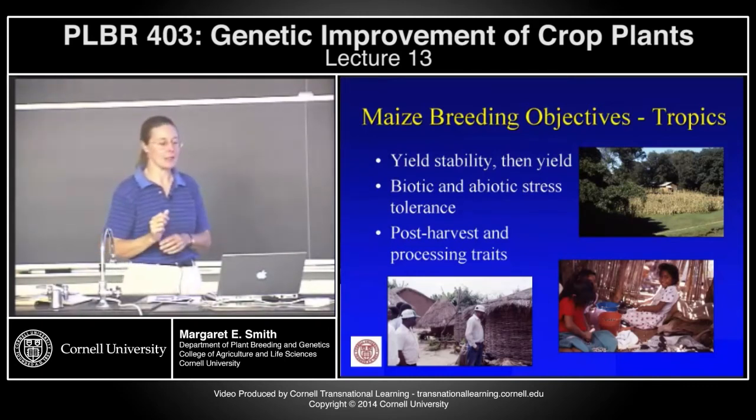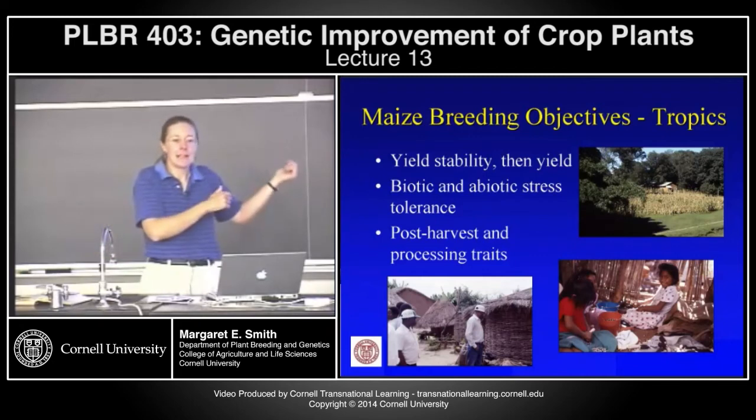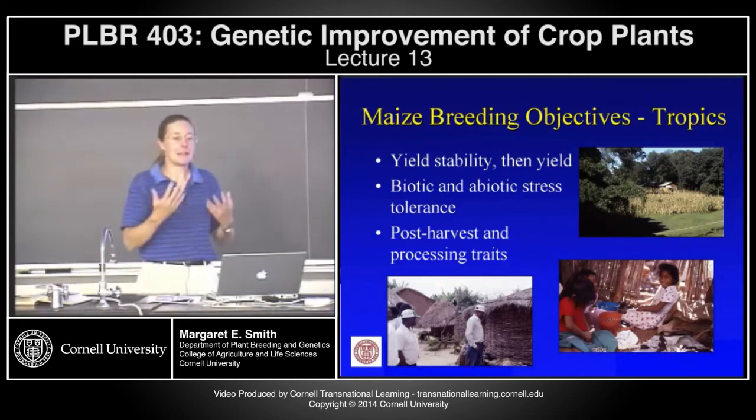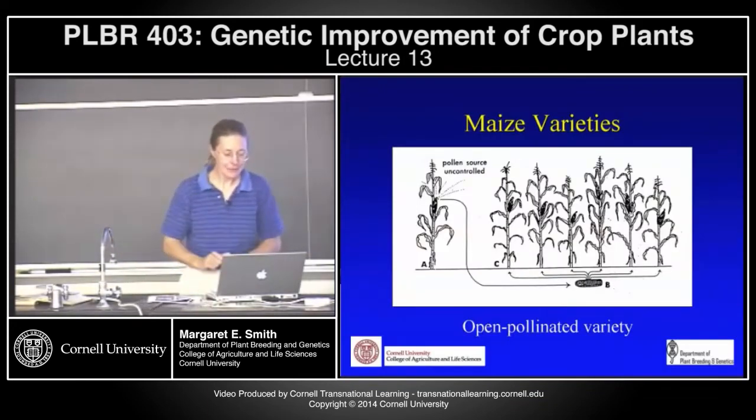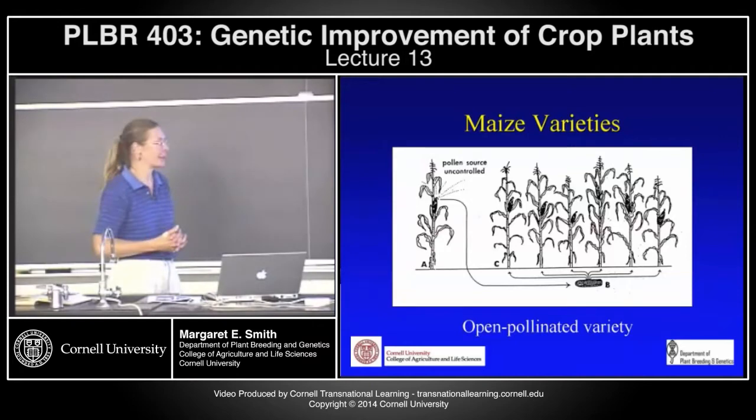The end of the story is, okay, and does that yield last until next year's harvest in my storage? And is it producing the kinds of foods that I want in a reasonable way? So sort of a slight difference there in objectives.